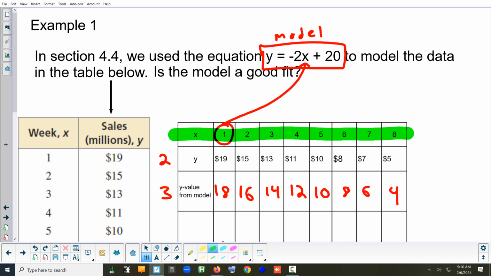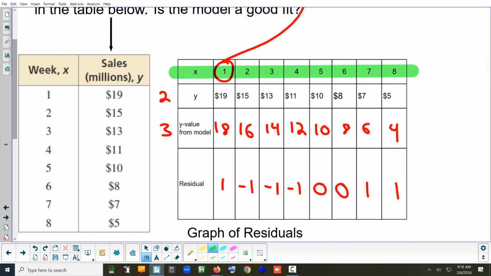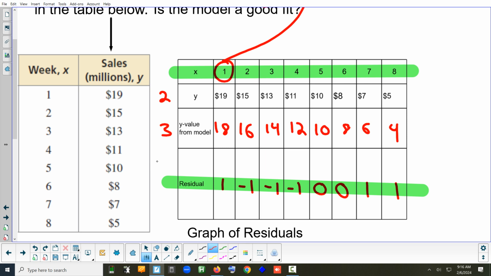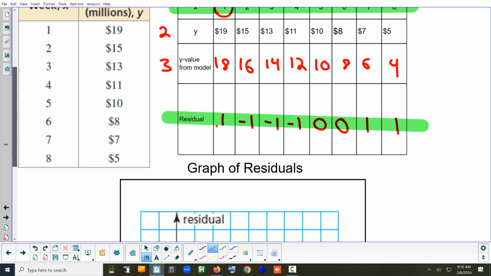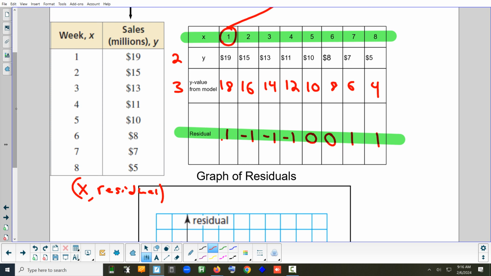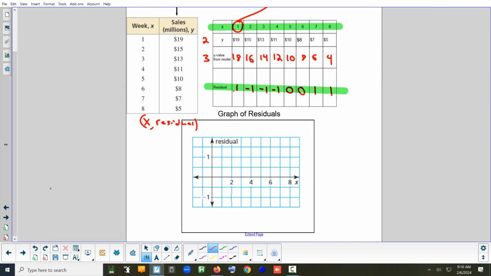X are these numbers, and the residuals are those numbers. So we're going to graph x, comma, residual. Okay, so here's the first one: 1, comma, 1. You're going to take the x value from here and the y value from there. So x, comma, residual. Okay, so x is 1, and the residual is 1. So let's graph that. 1, 1.